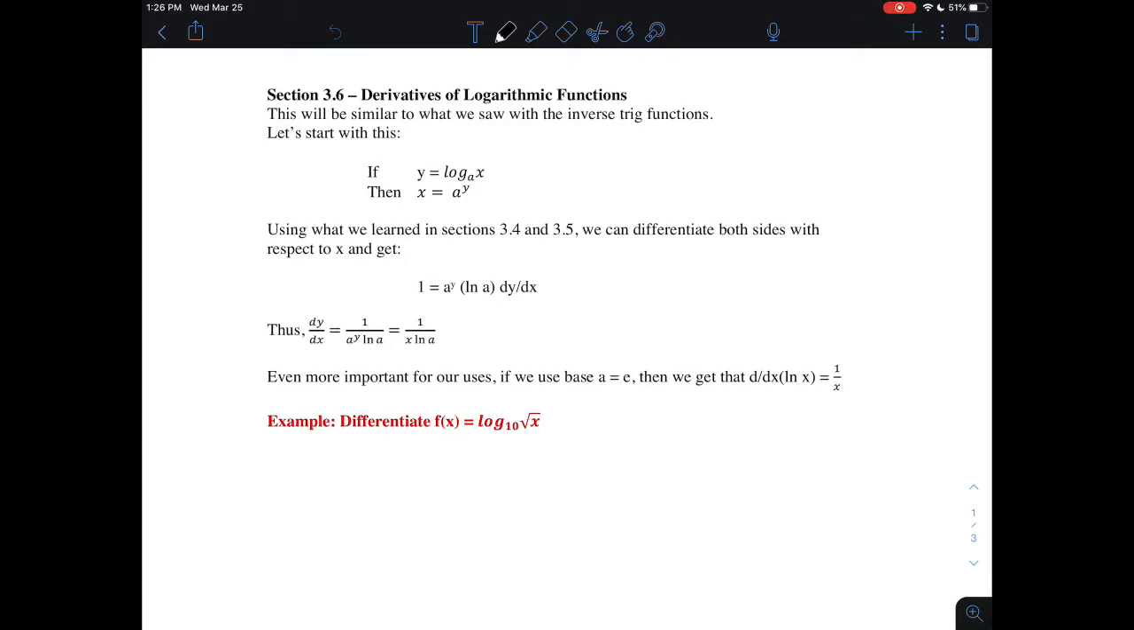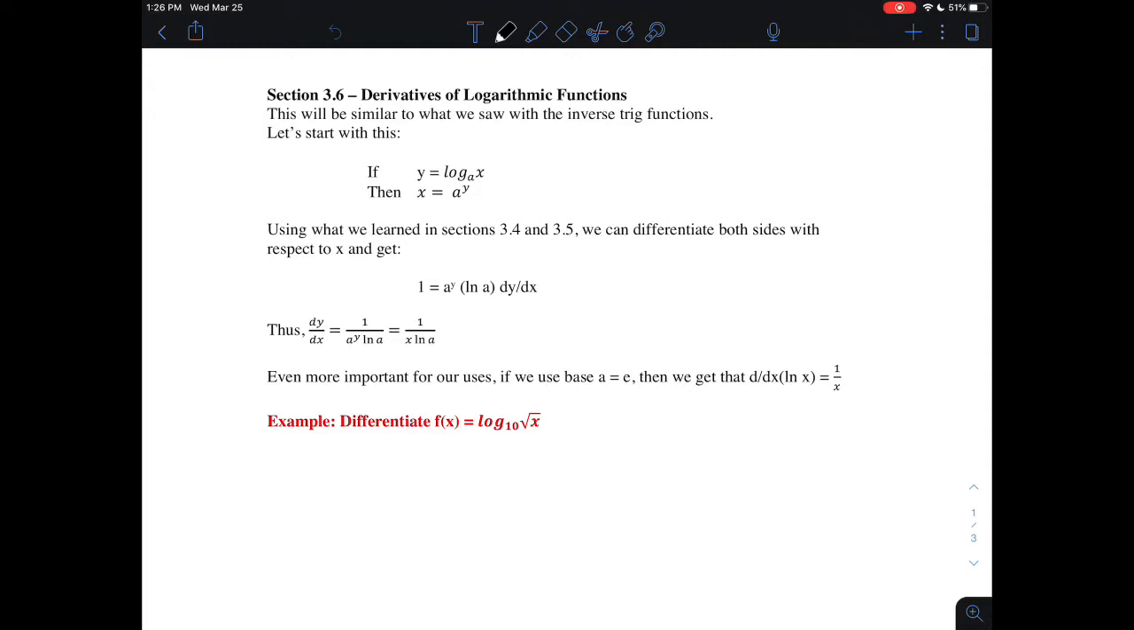So if we have y equal to log base a of x, remember that that means the exact same thing as writing x is equal to a to the power of y. That's because logarithmic and exponential functions are inverses of each other. So then we're just going to put together a few things from the previous two sections, and we're going to differentiate both sides with respect to x.